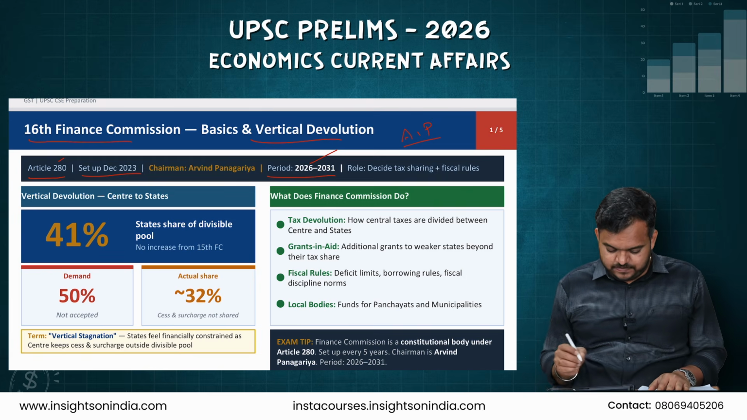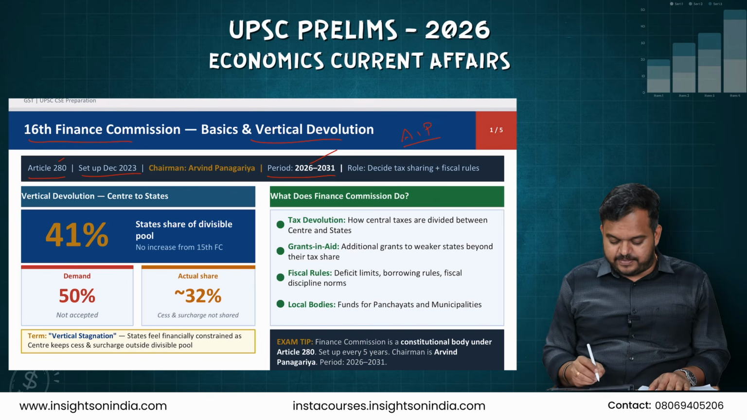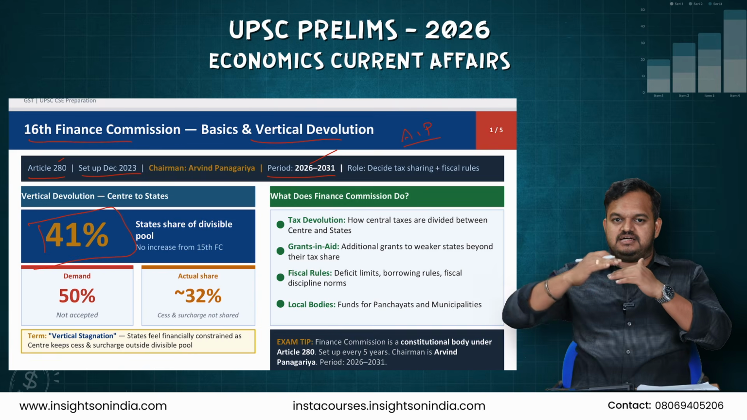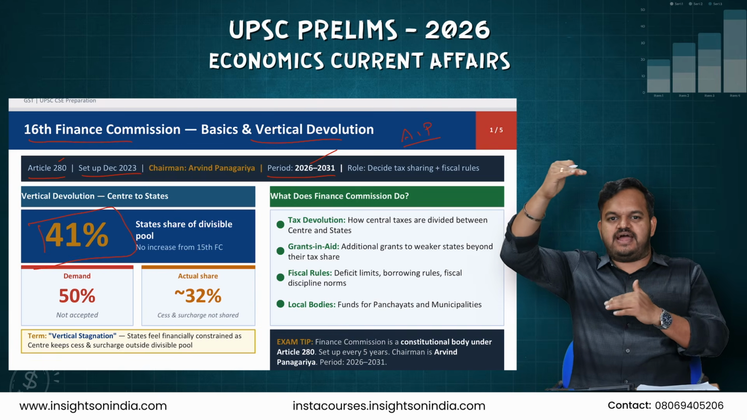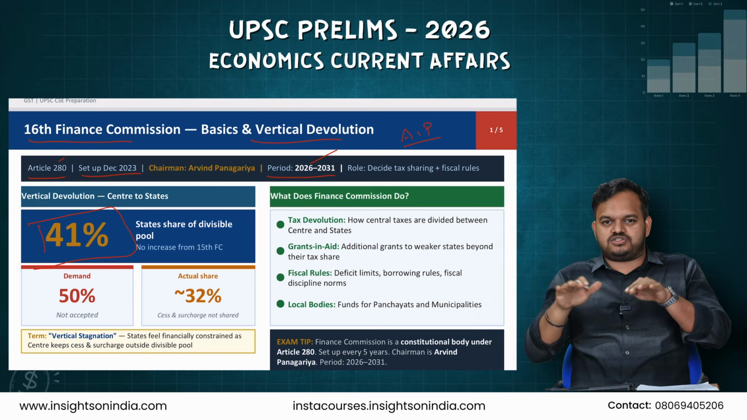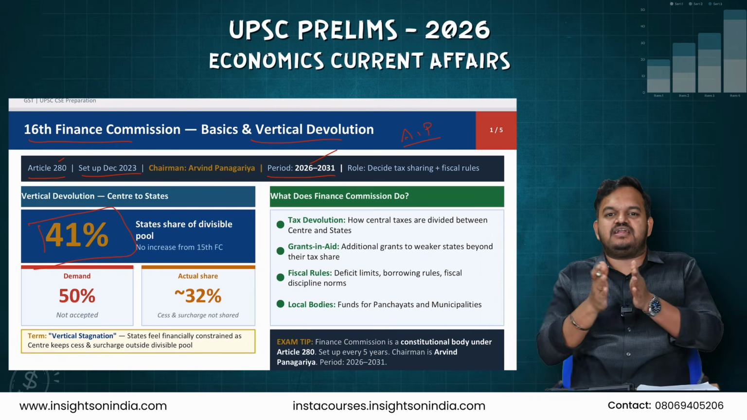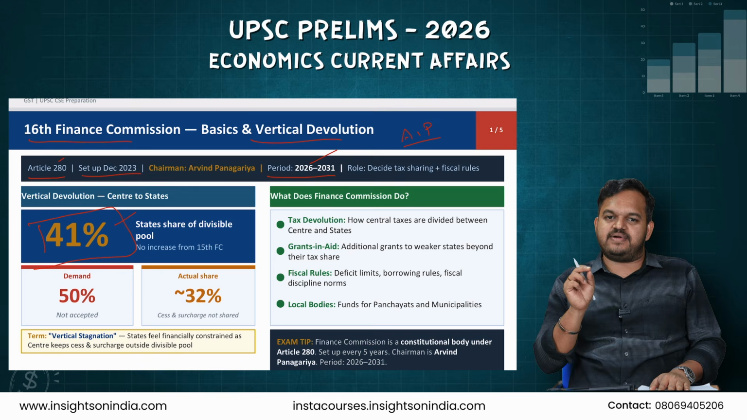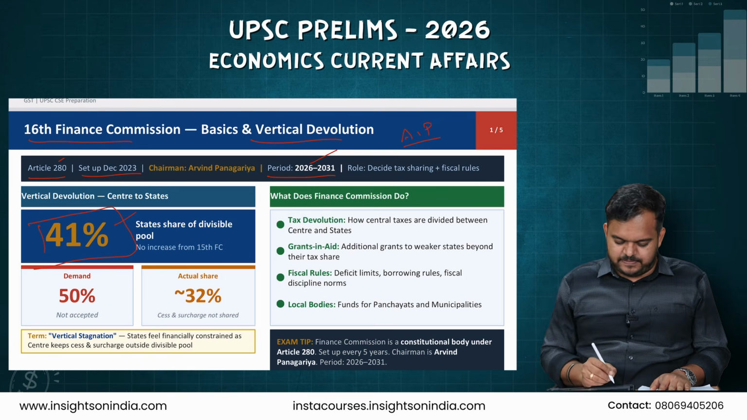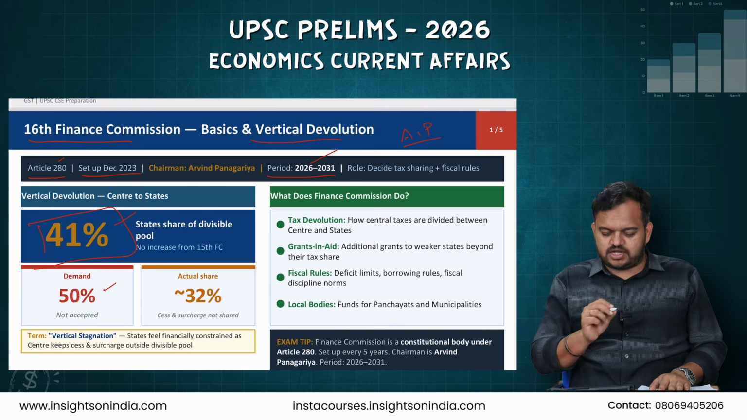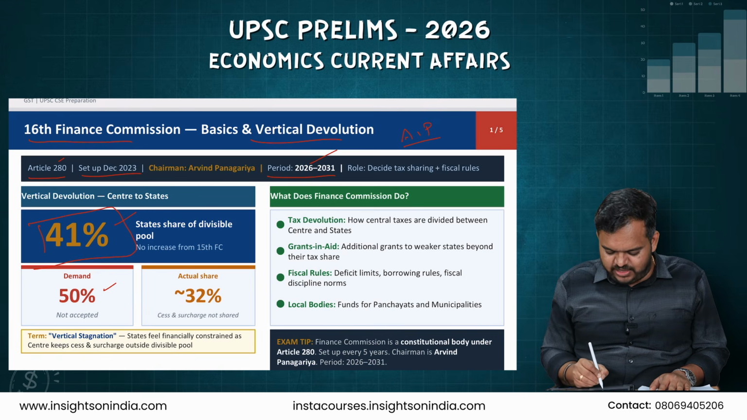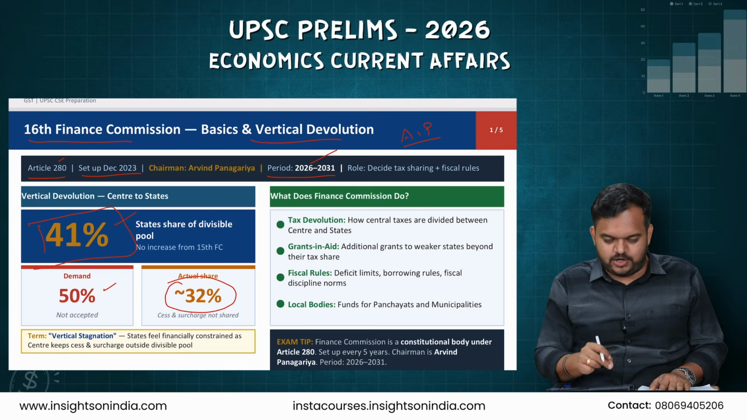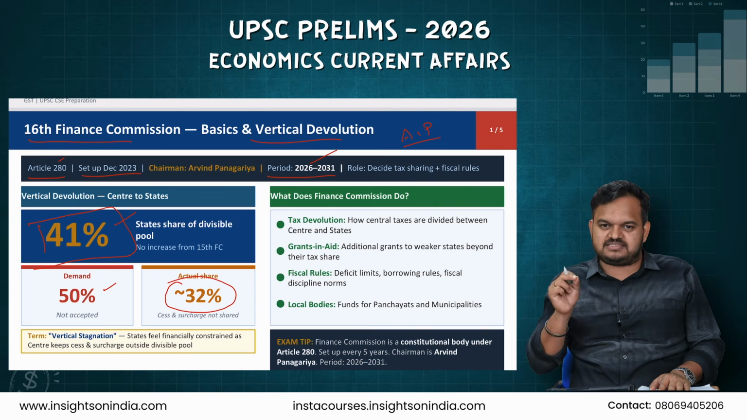So what are its recommendations? The Finance Commission recommended 41% vertical devolution to states. What is vertical devolution? The sharing of taxes between the central and state governments. It's called vertical devolution. Horizontal devolution means sharing of taxes between different states. That's called horizontal devolution, right? So 41% vertical devolution has been recommended by the 16th Finance Commission. The demand was 50%. But the states are arguing that effective devolution will be just 32%. Effective devolution will be just 32%. It will not be 41%.